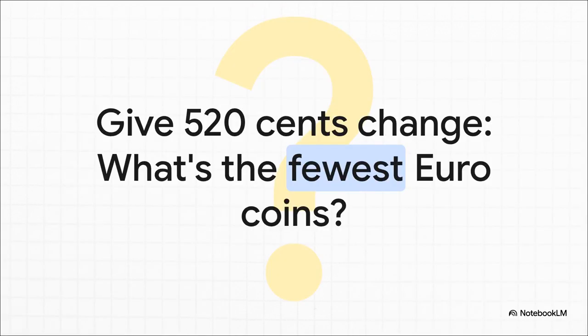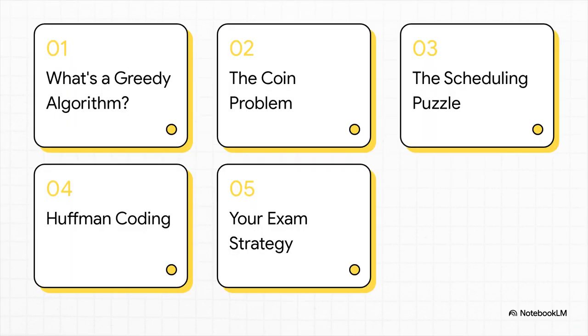Okay, let's just jump right in with a problem you've probably solved 1,000 times without even thinking about it. Picture this. You're working a cash register, and you need to give someone $5.20 in change. You've got a drawer full of euro coins. How do you do it using the fewest coins possible? Seriously, what's the very first thing you do? What's your gut instinct?